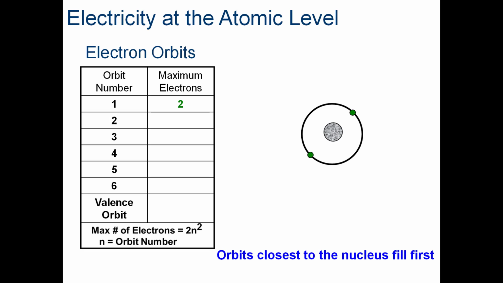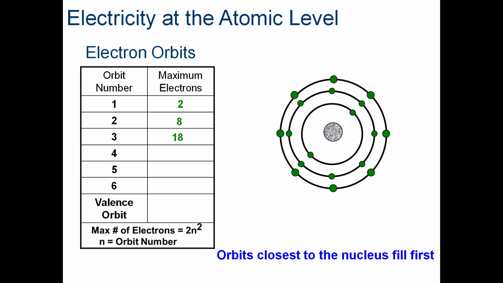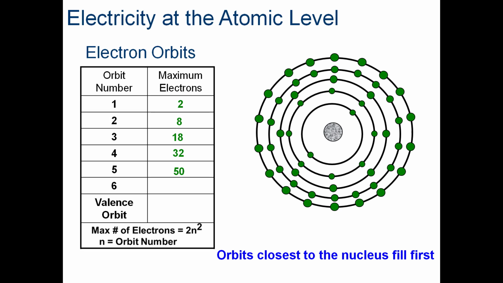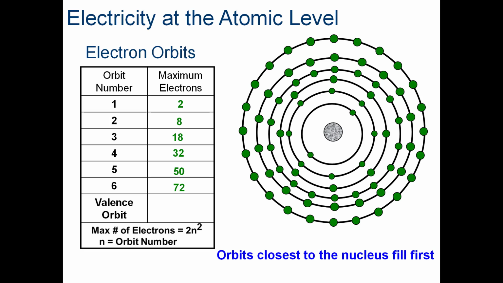So when we start to look at these different electron levels in elements, we can see that the second level, or the second orbital, is going to have 2 times n squared, which would be 2 times 2 squared, or 8. Similarly, 18 for the third, 2 times 3 squared, 32, 50, 72. Now, as we get heavier and heavier elements, we get more and more total electrons.